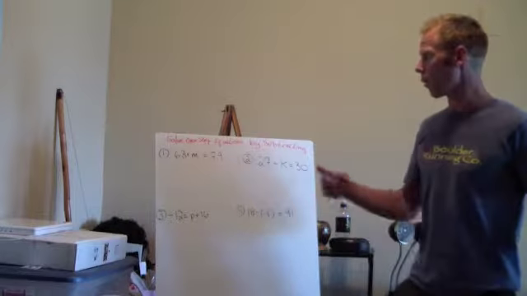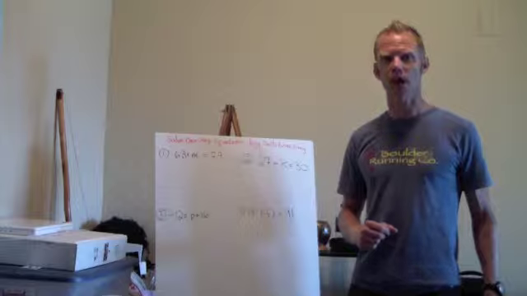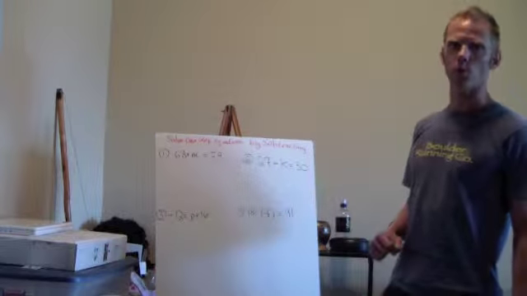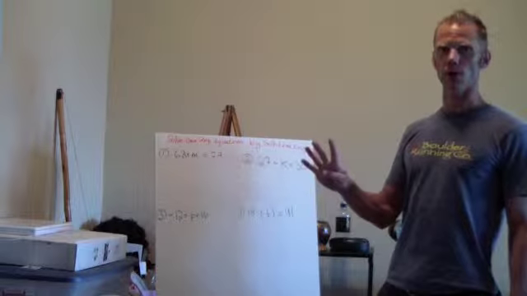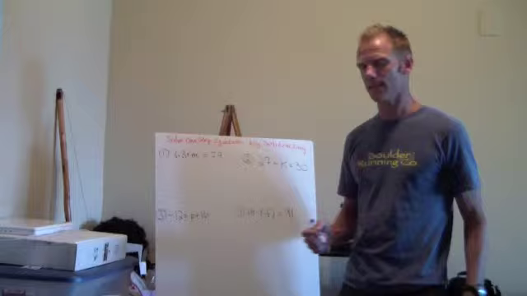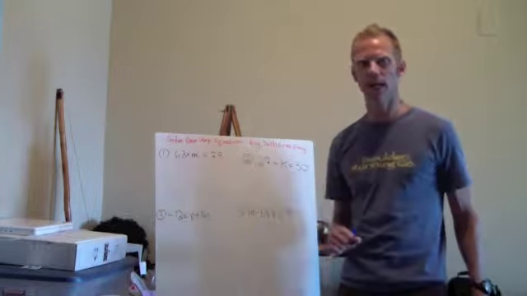Today we're doing one-step equations and we're going to solve them using subtraction. Pretty awesome stuff. Let's start off with problem 1 of our 4 practice problems. Problem 1 states 63 plus m equals 79.